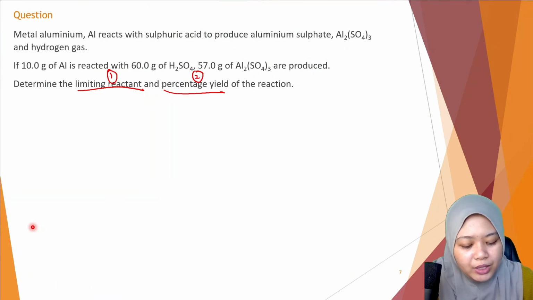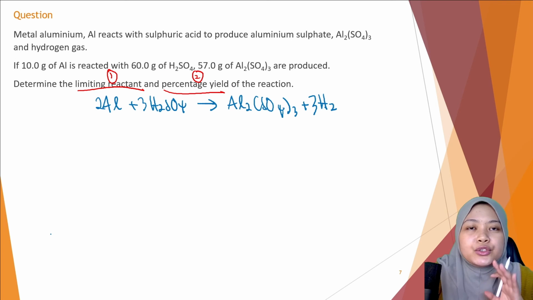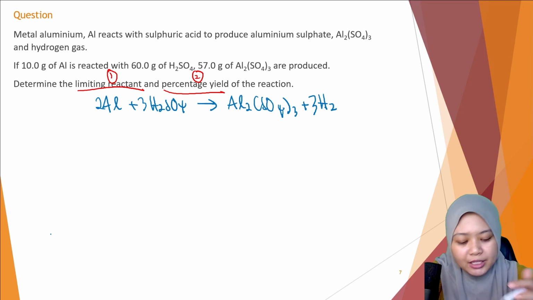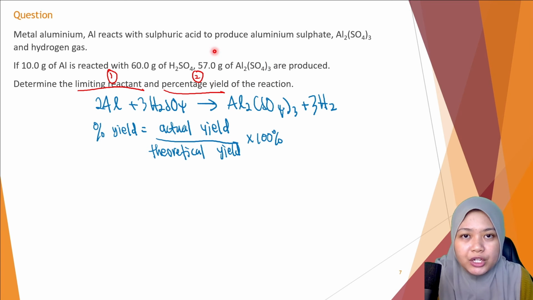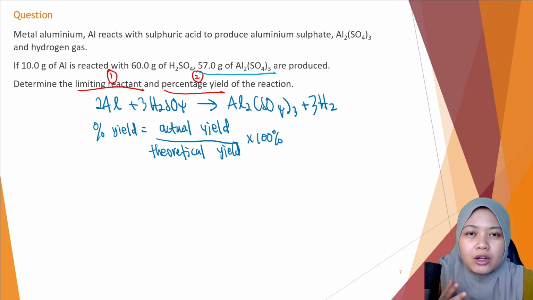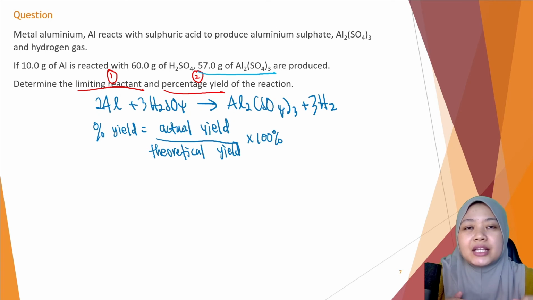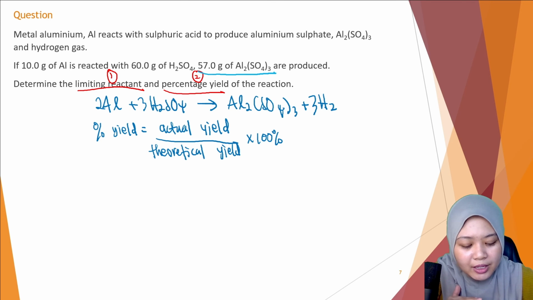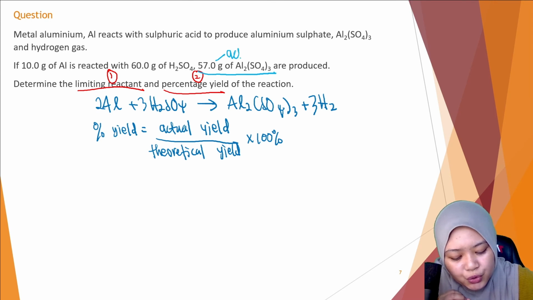So now we will calculate the percentage yield. The first thing that you have to do is write the formula for percentage yield. The mass given in the question is actual yield. Since the mass of product given in the question is aluminium sulfate, that means the percentage yield yang soalan tanya is referring to the aluminium sulfate, bukan hydrogen gas. Okay, that is actual yield.